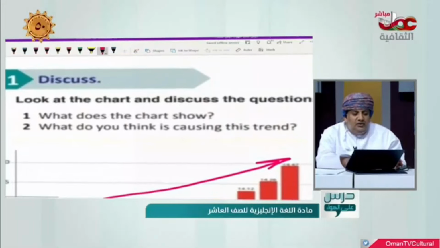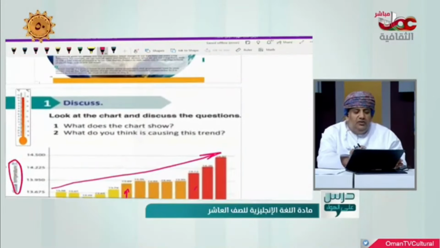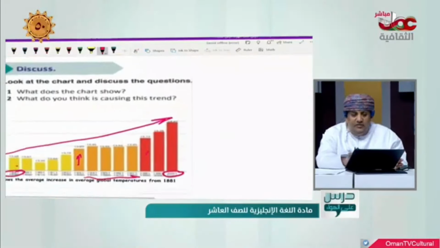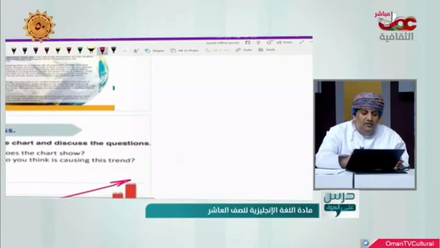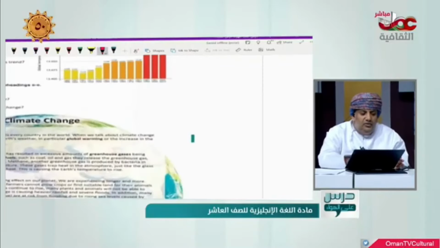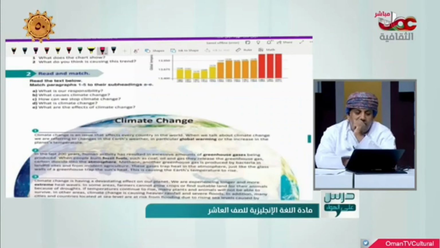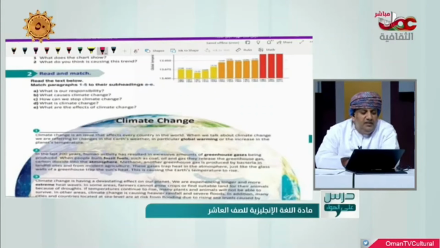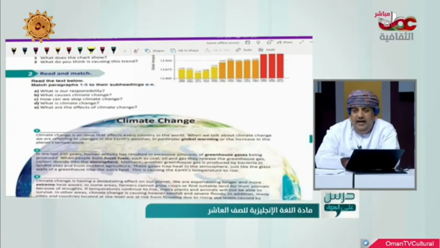So let's go back to question number 2. What do you think is causing this trend? I think there are so many reasons for that. We are going to learn about them. So let's go back to question number 2. Read the text below. Match paragraphs 1 to 5 to their headings A to E.